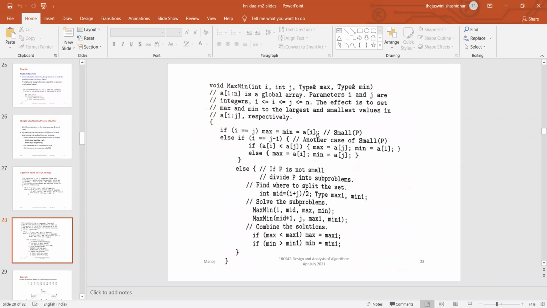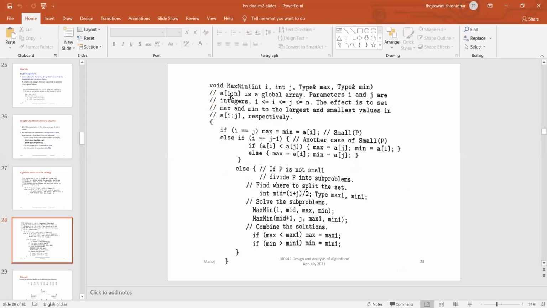Okay, so till now we have gone with the same algorithm. Up to here you have seen. Next you have to go with the case where there are more than two elements. So this is the case. Take the same max, min, I and J parameters. Max and min are to be found out.